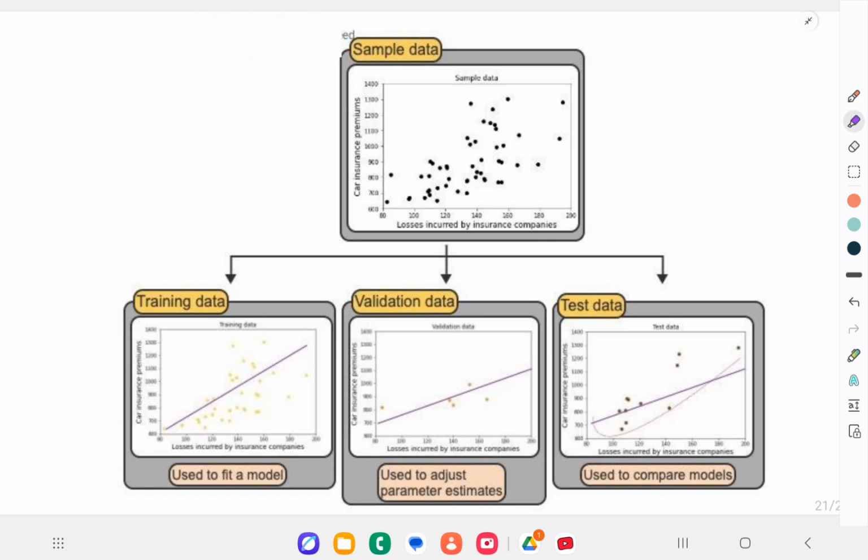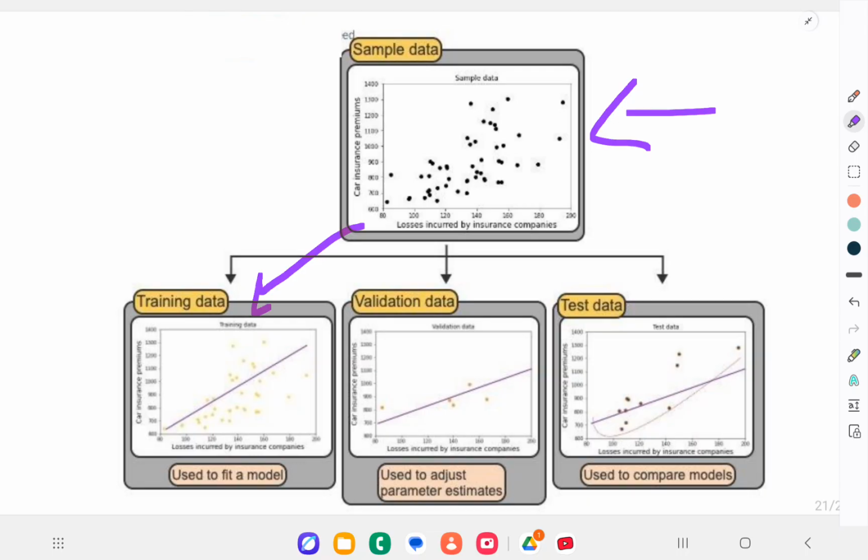As we see here in this figure, we begin with the full data set, which in this case includes things like car insurance premiums and their corresponding losses, which were incurred by the insurance companies. Our goal is to use this data to learn a predictive model and test how well it generalizes to unseen data. First we extract the training data, and this subset will be used to actually fit the model, meaning this is the data the algorithm sees during learning. The model will adjust its own internal parameters to best match these points.